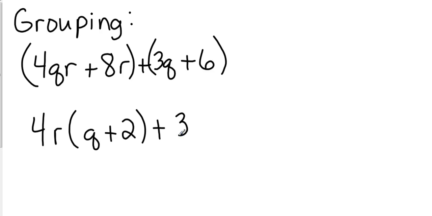And they don't both have variables, so now I need to start my parentheses. 3 times what is 3q? That's going to be q. And then 3 times what is 6? That's going to be 2.